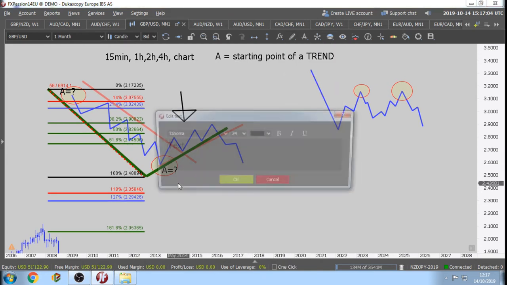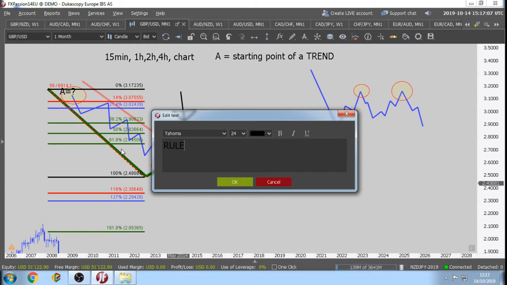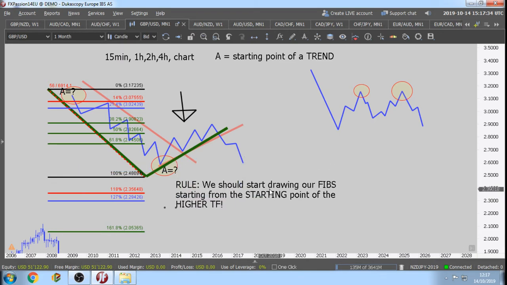So this is a rule. Let's write this down. Rule. We should start drawing our Fibonacci's starting from the starting point of the higher TF, which stands for time frame. Okay, this is a rule. Take a screenshot of this, write this down on the paper. You need to remember and learn. We should start drawing our Fibonacci's starting from the starting point of the higher time frame.